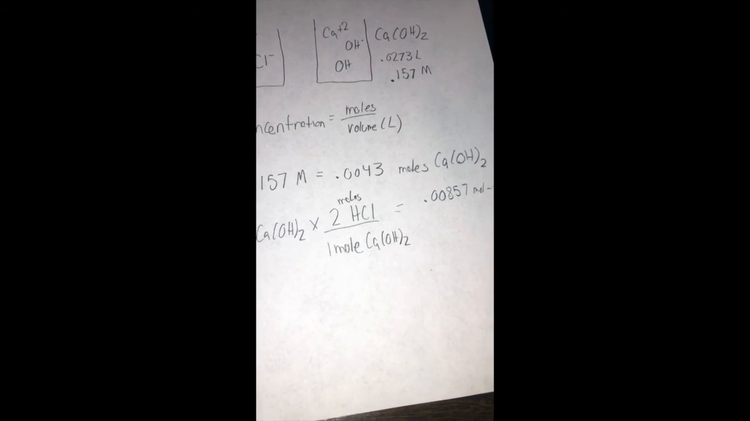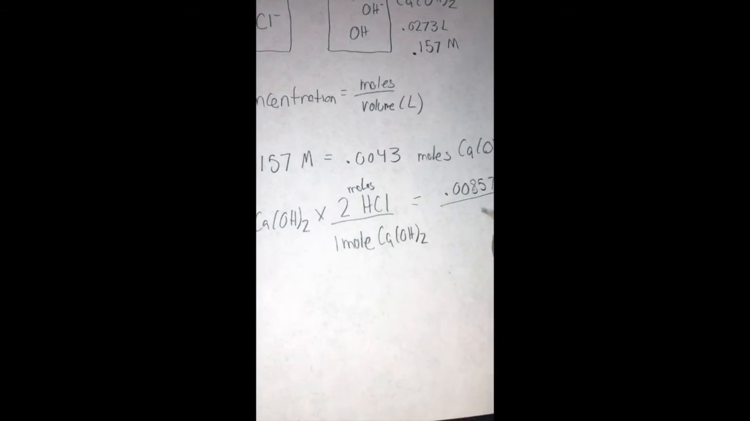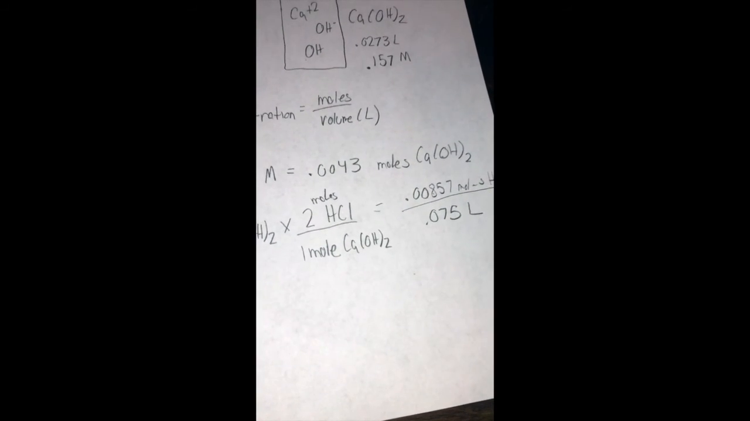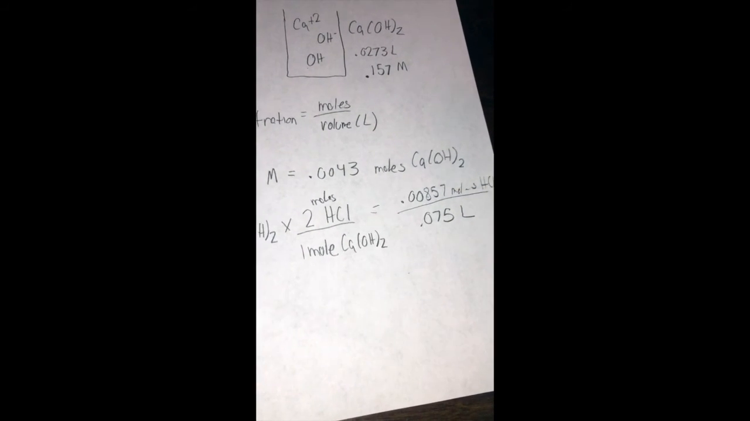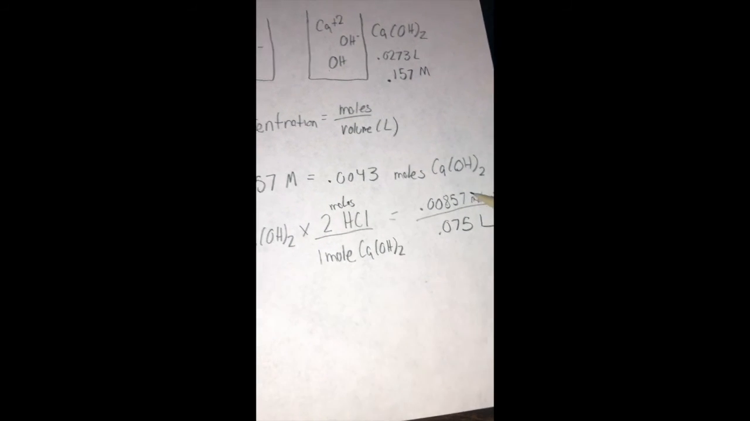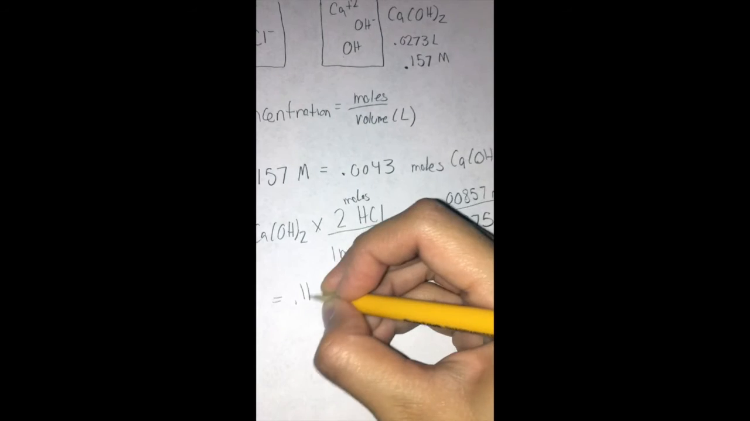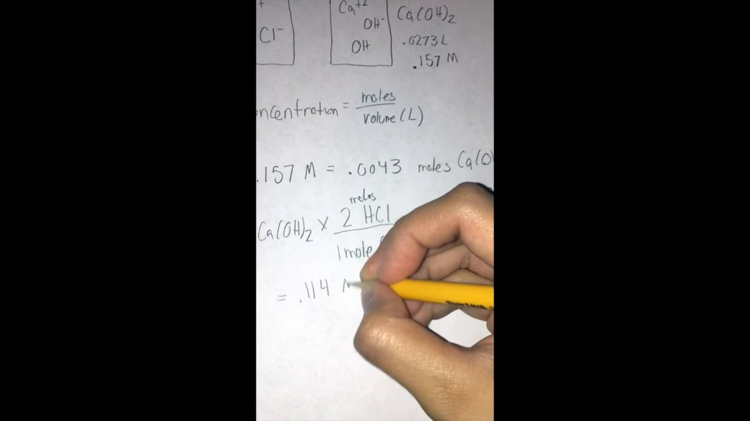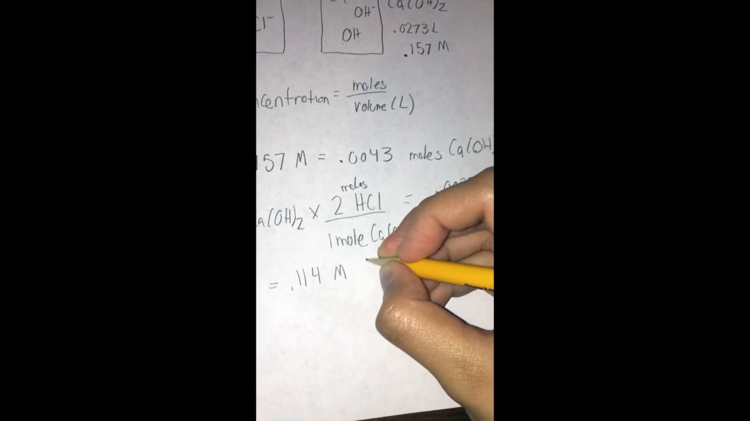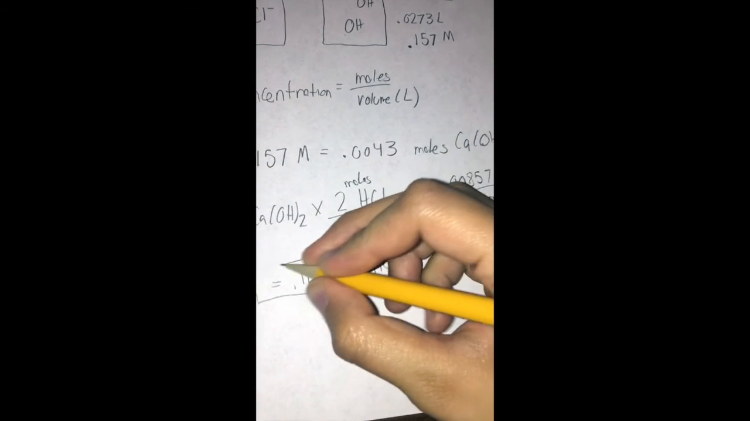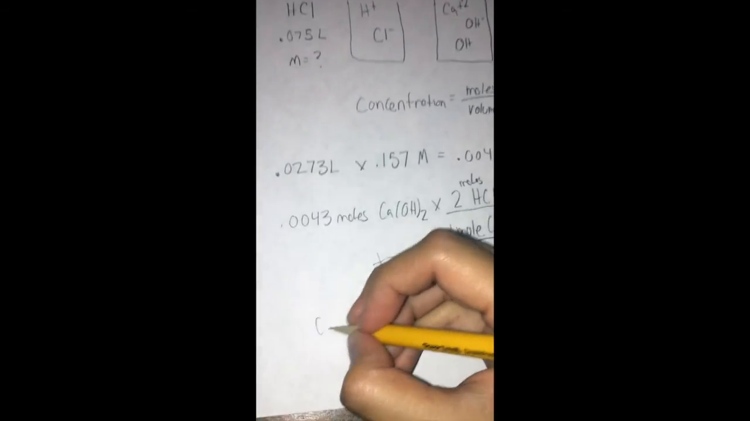moles of HCl. I'm going to divide that by the given volume for HCl, which is 0.075 liters. When we divide the moles by the liters, we get the concentration of hydrogen chloride, which is 0.114 molar. And that's our concentration. Now, common mistakes.